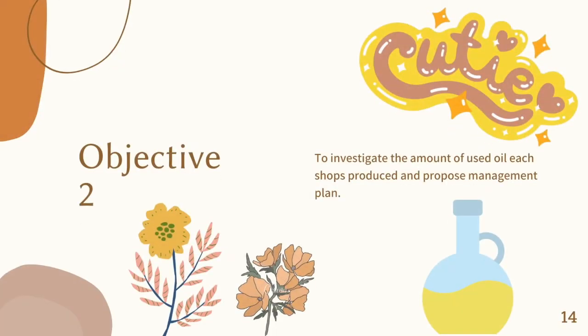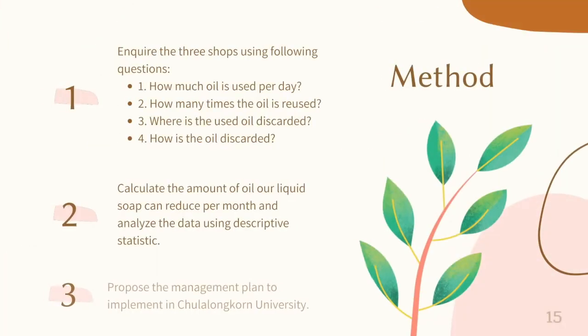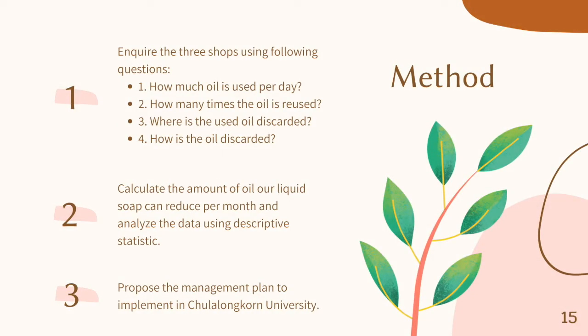Turning now to Objective 2: to investigate the amount of used oil each shop produces and propose a management plan. Method. First, inquire the 3 shops using the following questions. How much oil is used per day? How many times is the oil reused? Where is the used oil discarded? How is the oil discarded?